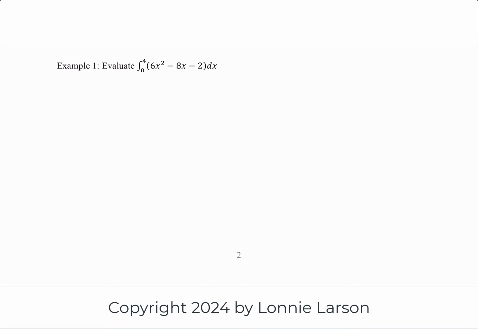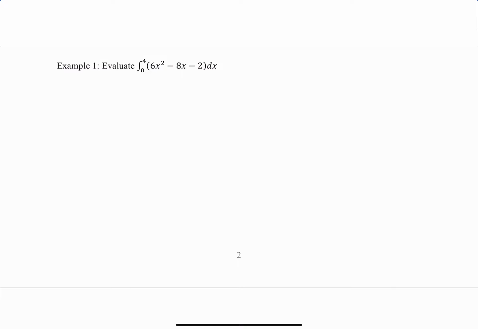In this example, we're asked to evaluate the definite integral from 0 to 4 of 6x squared minus 8x minus 2 dx. Step 1 is going to be to find the antiderivative.